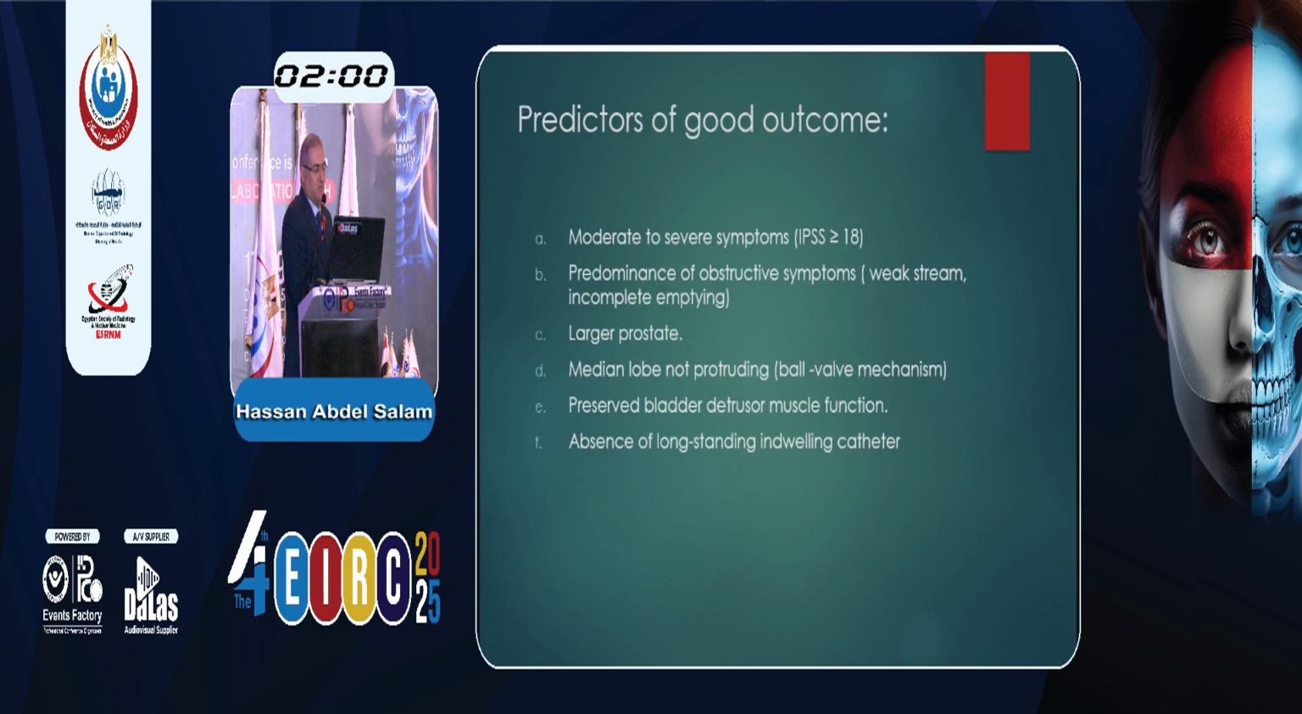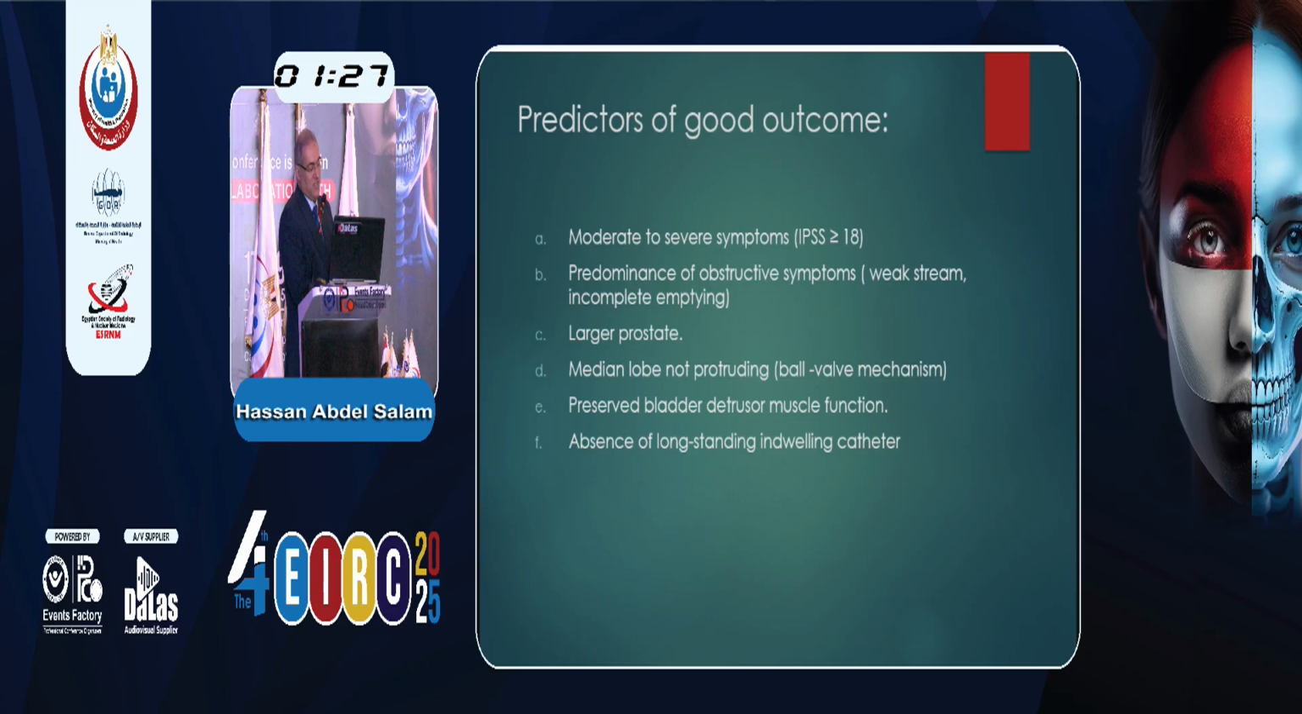So what are the predictors of good outcome? Moderate to severe symptoms in IPSS, predominance of obstructive symptoms rather than irritative symptoms. The larger, the better, so size matters. The larger prostate, 80 or above, or 100 even. We've done cases up in the 200s and reaching 300 cc. The larger the prostate, the better the result, or the difference in symptoms.